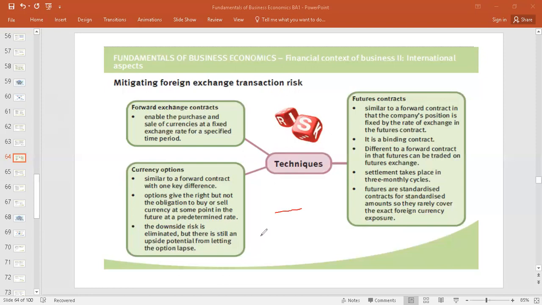But there is still an upside potential from letting the option lapse. Therefore, if it is going upwards, to get benefit out of that, they may lapse the option, not fulfill the option, so refuse to complete the contract. In that case, they are not under any kind of obligation now. Because of the rise in the prices, they can get benefited. So if upside risk is present, they can lapse the contract.